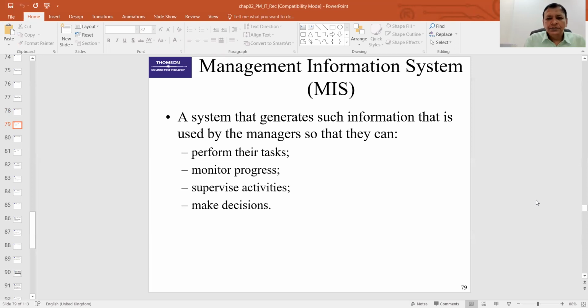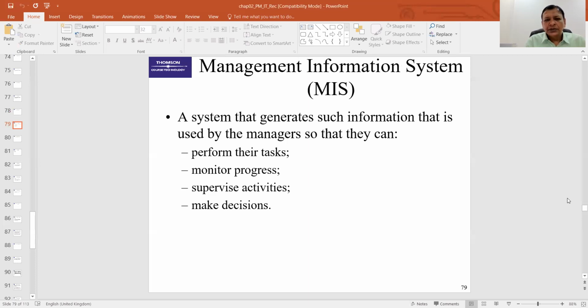Management information system is used by managers so they can deal with different types of information to perform their daily tasks, monitor progress, supervise activities, and make decisions. So that is the basic objective of management information system.